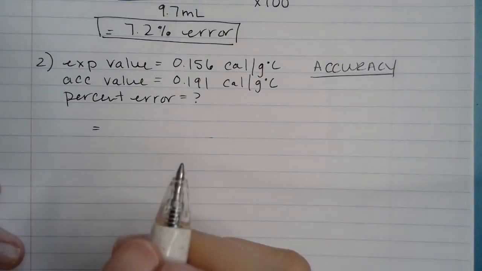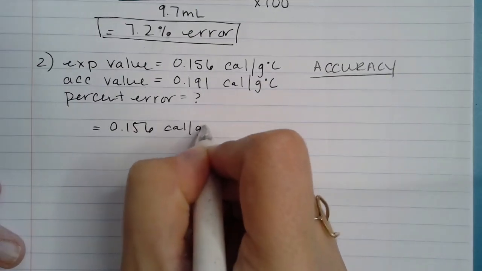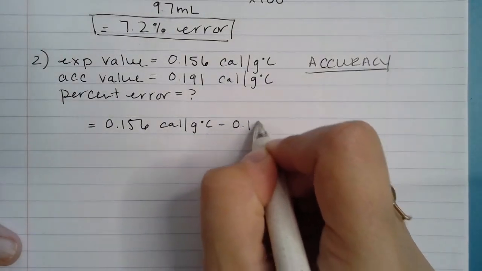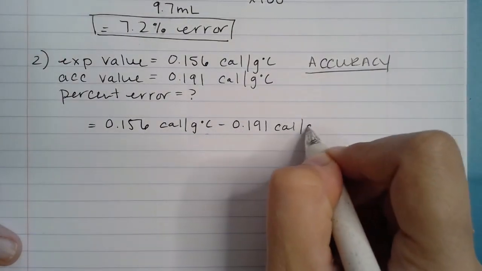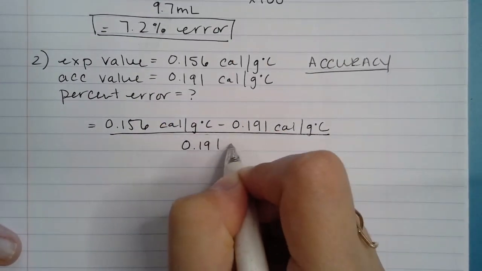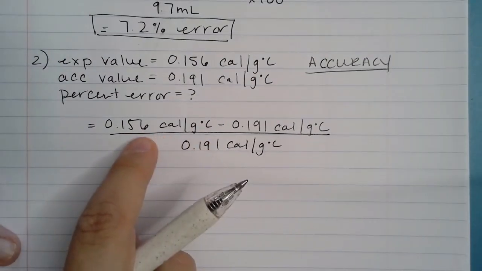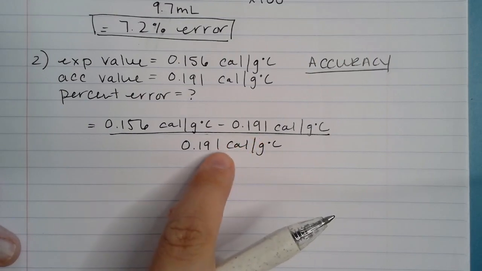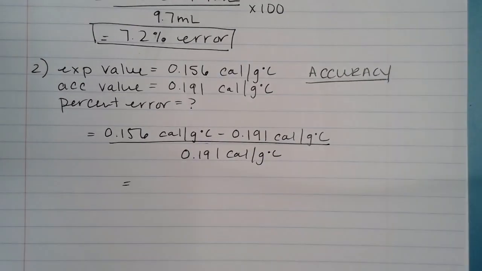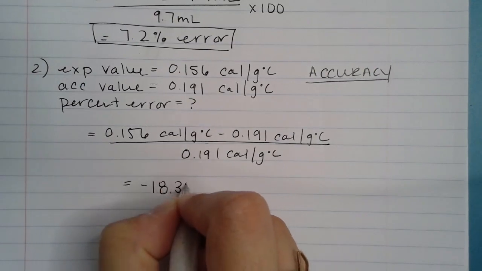So percent error is equal to experimental value, calories per gram degrees Celsius, minus that accepted value, calories per gram degrees Celsius, and let's divide that by the accepted value. Notice for this one, my experimental value is less than the accepted value, so you will get a negative percent error for this. And that's okay, because you can still be within 10%. When you solve this, you should get negative 18.3% error.